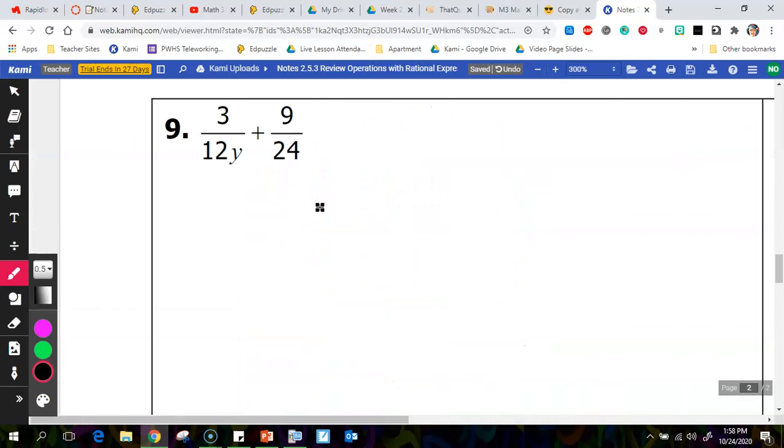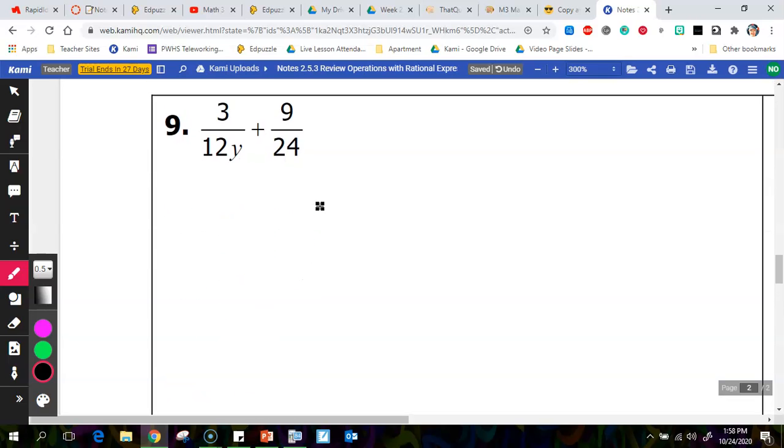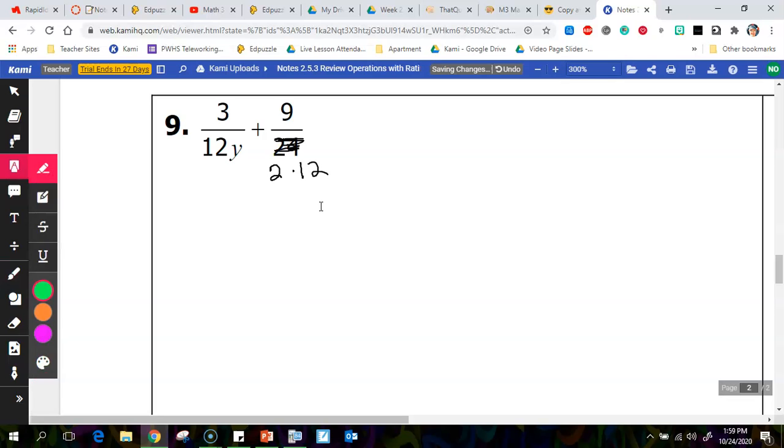I'm going to choose one of these to do. We'll definitely do 9. Okay. So let's see, for 9, I've got 2 different denominators. So what I need to do is determine what the least common multiple is. 12 and 24 have a common factor. So I can rewrite the 24 as 2 times 12. And that way I can say, okay, they have the 12 in common. Those are the same. But the y and the 2 are different.